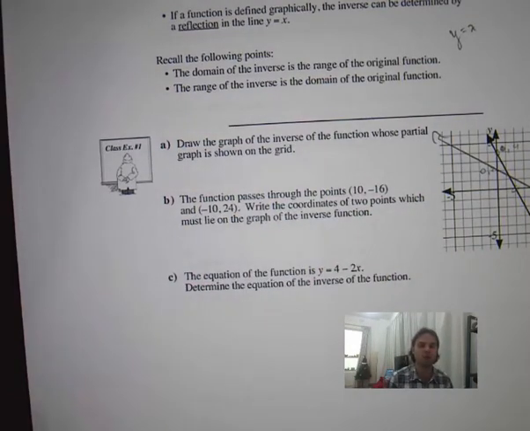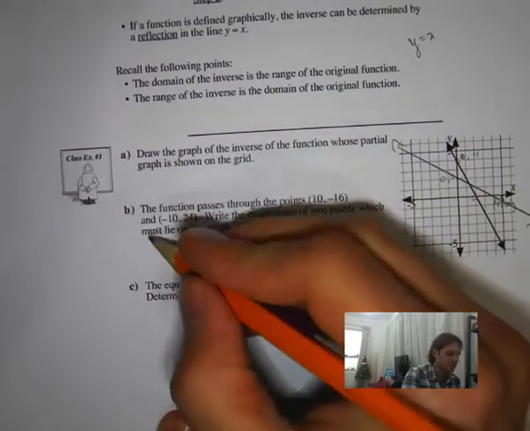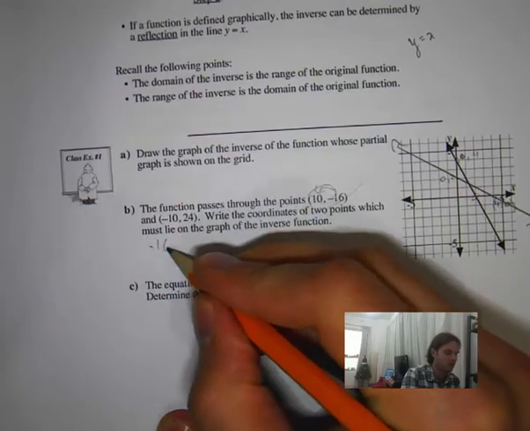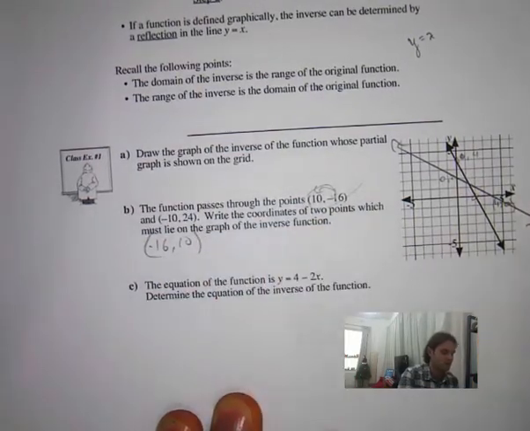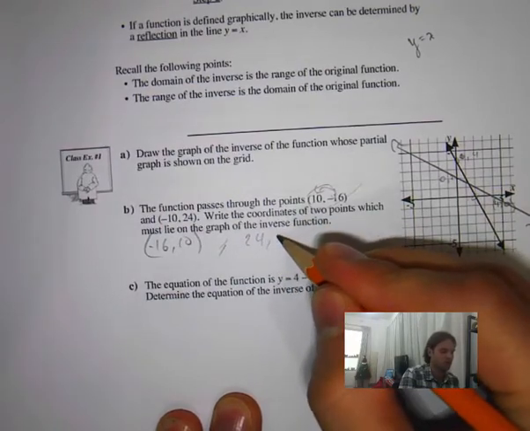Okay? Next part here is we have two sets of ordered pairs. What are the inverses of those pairs? Well, let's try this out. So the first one is (10, 16). So this must be switched. My x and y values are switched. So it becomes (negative 16, 10). The next one is (negative 10, 24). That becomes (24, negative 10).